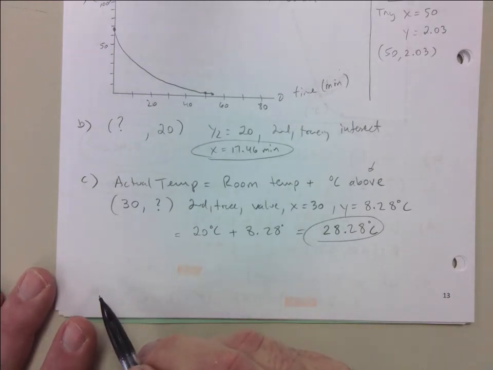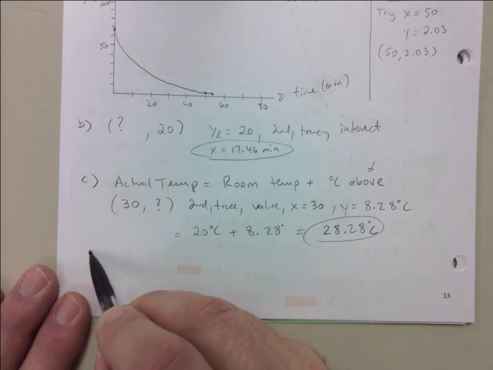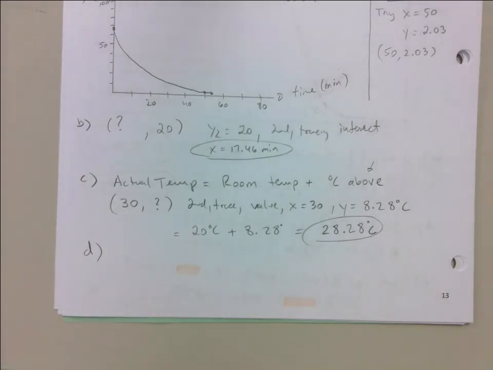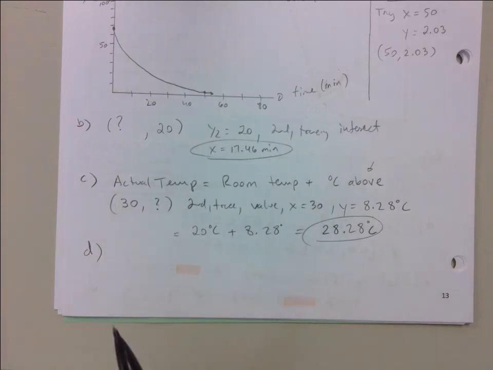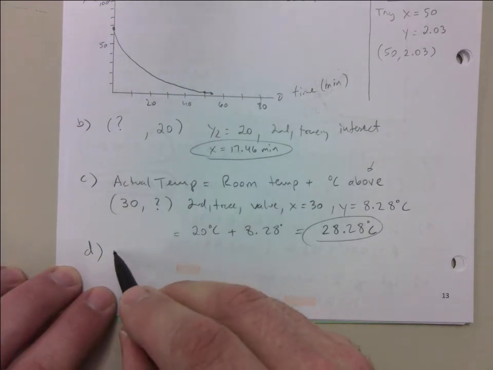D, what is D asking for? This is also important. The doubling time that we did earlier and the half-life is very important for you to know how to do, because it's almost guaranteed that I'm going to have that on the test, guaranteed. D is asking what's the half-life for the degrees above room temperature.